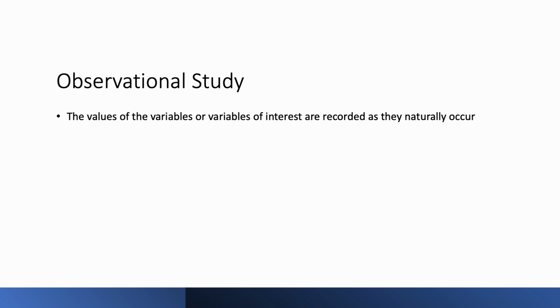The observational study is where the values of the variables of interest are recorded as they naturally occur. We don't do any manipulation of variables. We just pick the variables we want to observe and we watch them happen. Or we ask for responses and we don't do anything to influence the responses. So there's no interference by the researchers who are conducting the study.